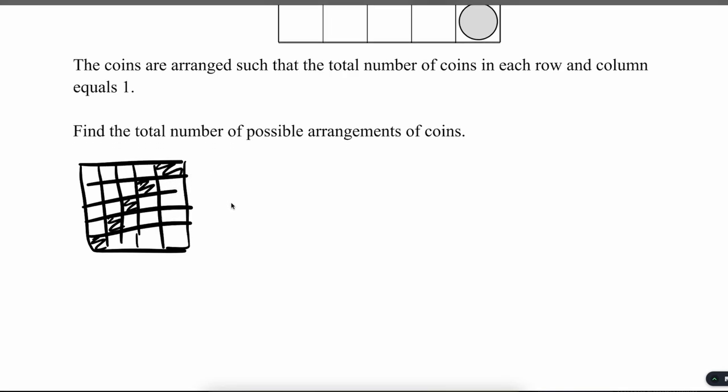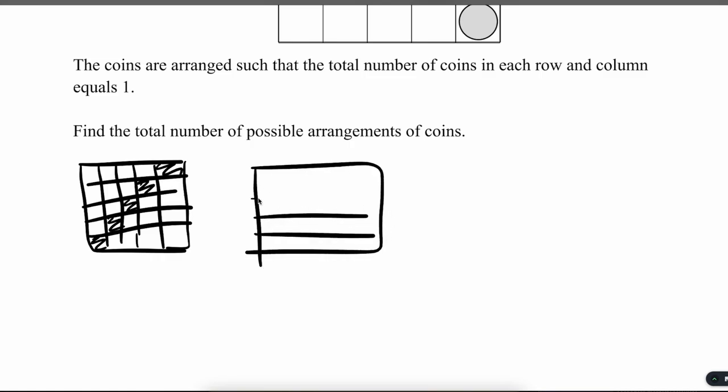But then you also realise there's another solution. You could also have coins here, here, here, here, and here. Right? 1, 1, 1, 1, 1, 1, 1, 1, 1, 1.